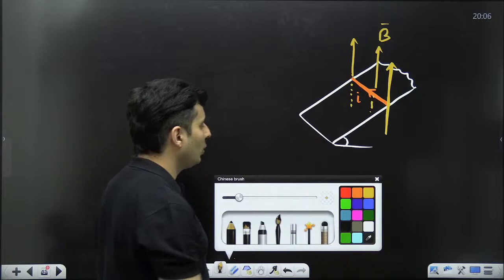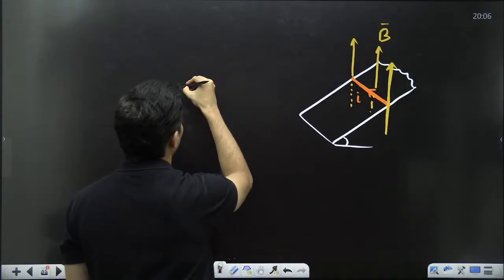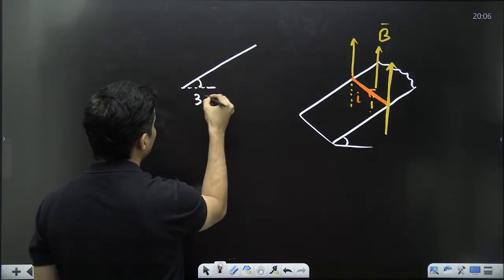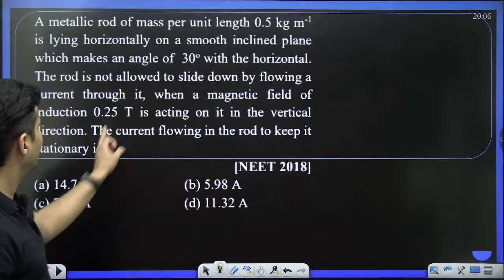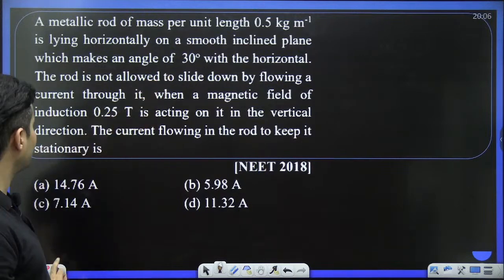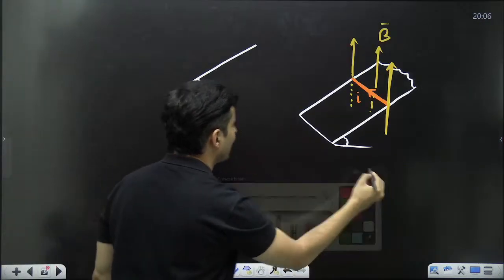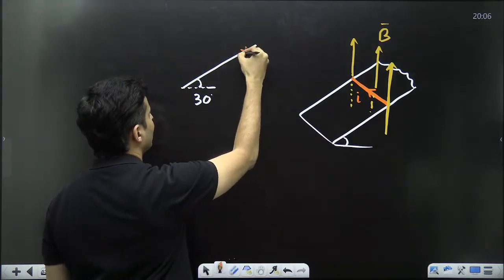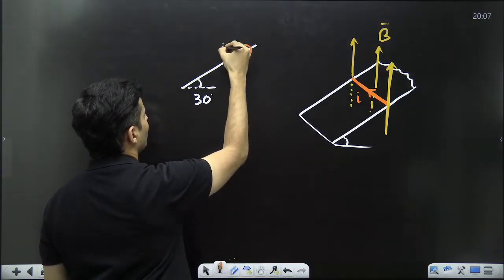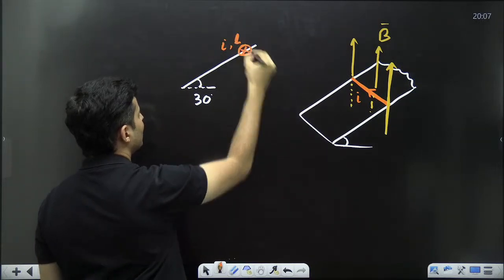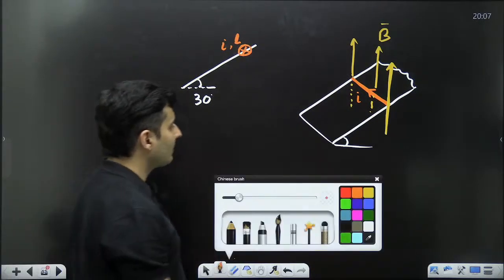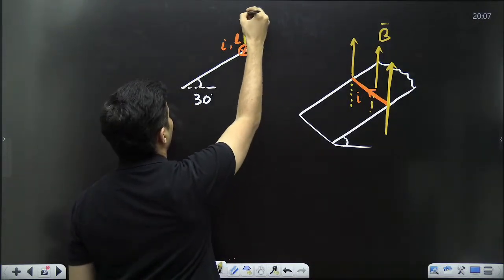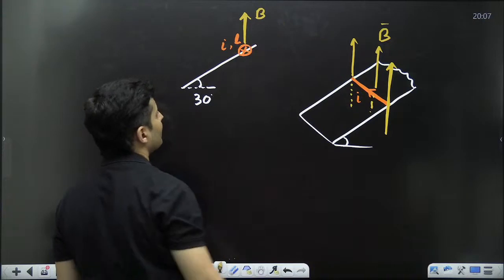Imagine the kind of forces that will be there on the rod. In fact, if you look at it from the side, it will be much better. This is the inclined plane, at 30 degrees. The rod which is carrying current is somewhere over here. The current is going inside, so I'll put a cross. The length is L. The magnetic field is vertical, so the magnetic field is in this direction.